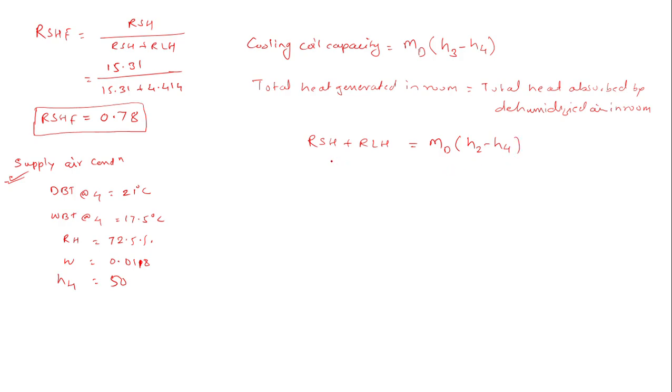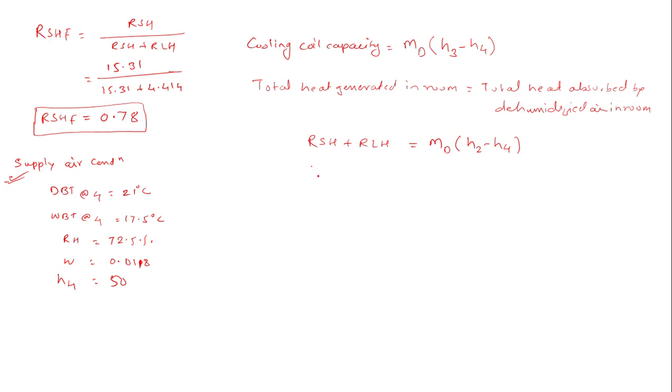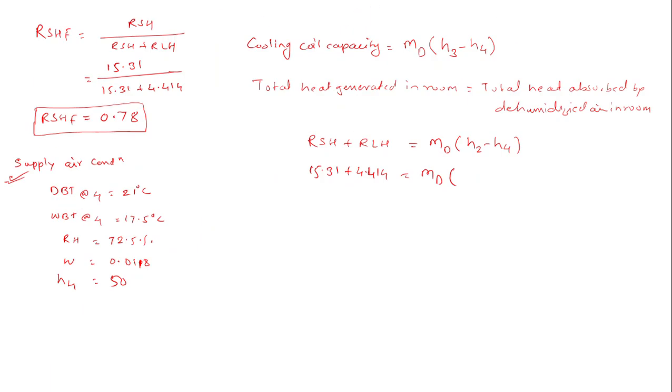We know the total room sensible heat is 15.31, and room latent is 4.414. So 15.31 plus 4.414 is equal to MD times (H2 minus H4). H2 we already have, it is 58, and H4 is 50, so 58 minus 50. From that I can get the mass of dehumidified air.